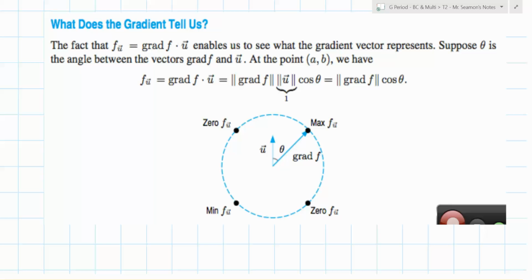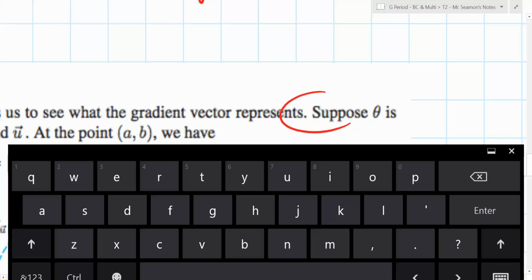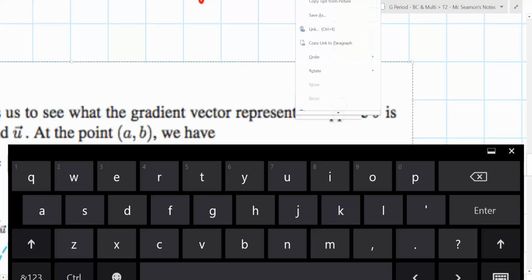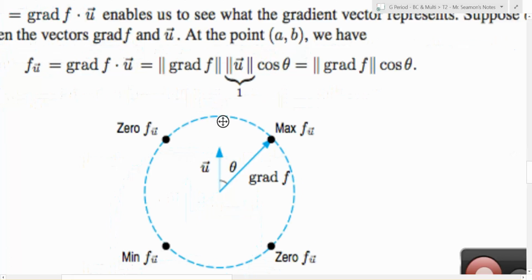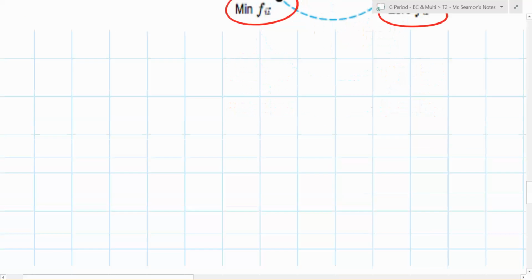Key thing is this line. Make sure you understand this. That's key. But look what they have here. Here's the max. Here's the min, and it's 0 in the other directions. Why is it 0 in those directions? Because this one is pi over 2 minus 0. Right? It's really cool. Okay, so what does this mean visually?